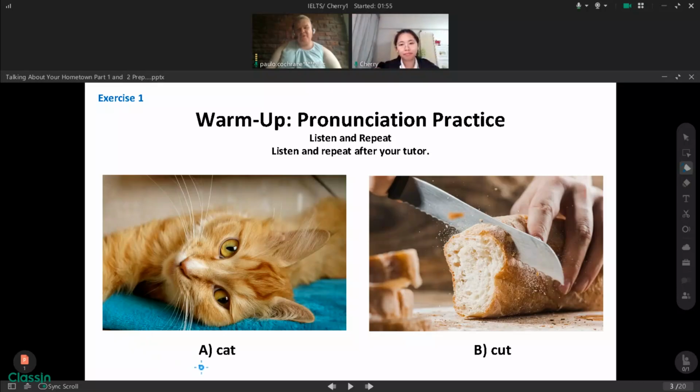So we've got picture A, cat, and picture B, to cut. Can you please tell me what is a cat and what does it mean to cut? Go ahead. Cat. The cat is the animal, and the cat fur is very warm, and the cut is the action.